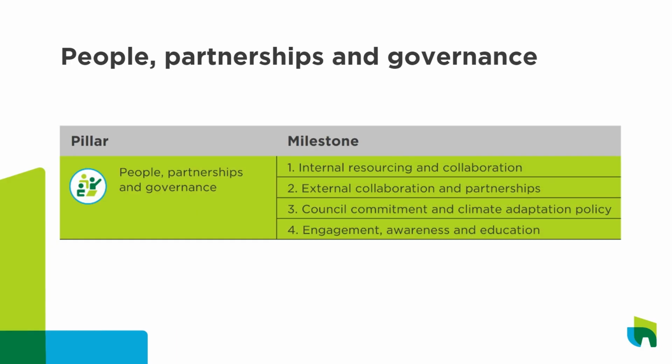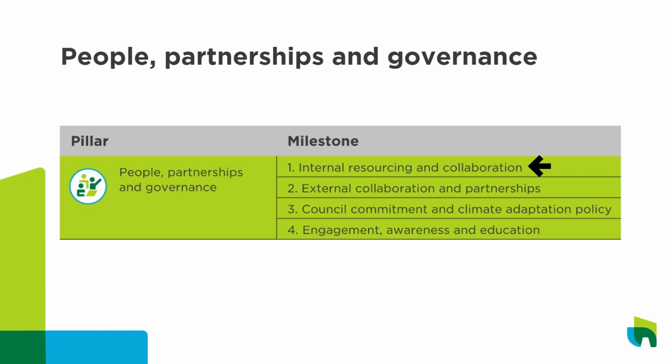The foundation of the CRC Assessment Tool lies in its 3 pillars. Each pillar represents a grouping of key milestones that contribute to effective climate adaptation. The first pillar is people, partnerships, and governance. This pillar focuses on leadership, internal collaboration, and partnerships, both within the organization and with the broader community. It lays the groundwork for building capacity and creating the conditions needed to support long-term adaptation. There are 4 milestones in this pillar.